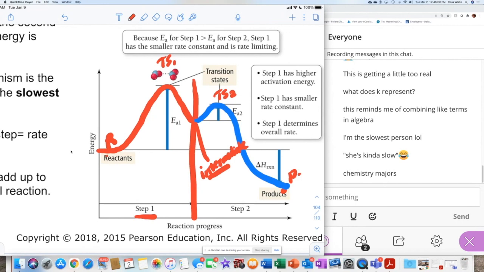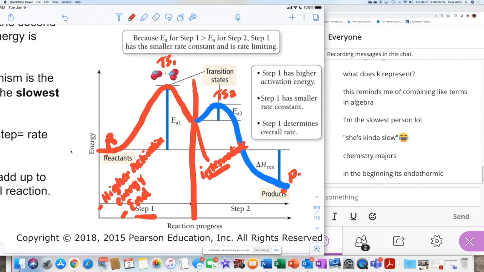Okay, step one, what do you think step one is? Is it endothermic or exothermic? Just step one.